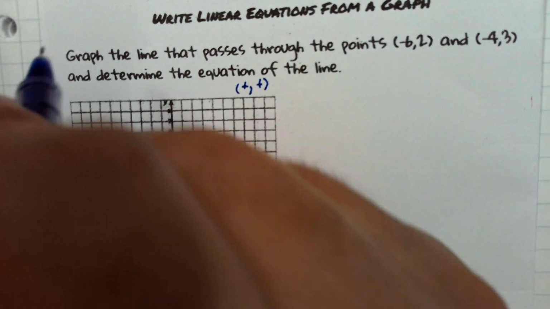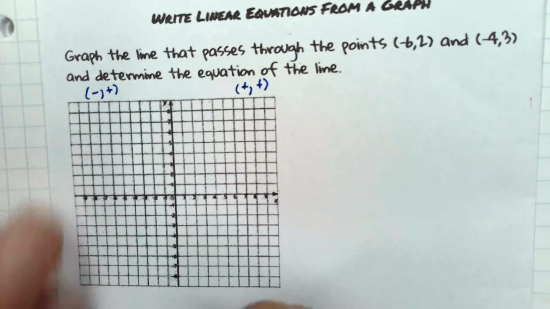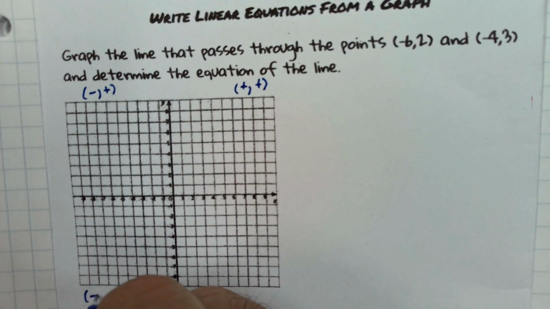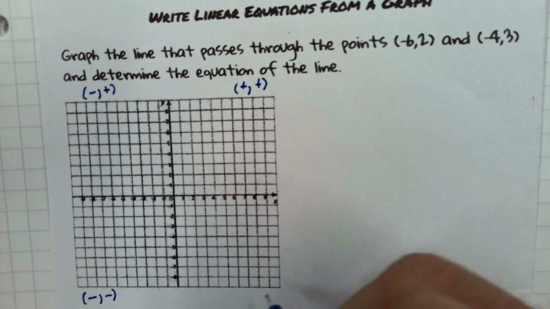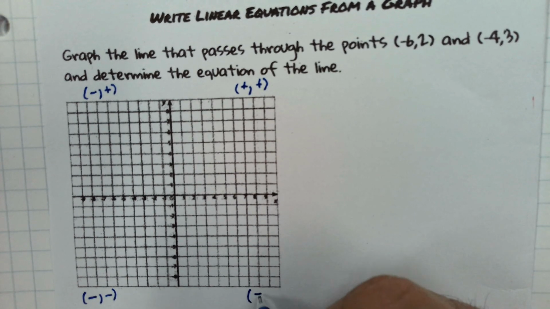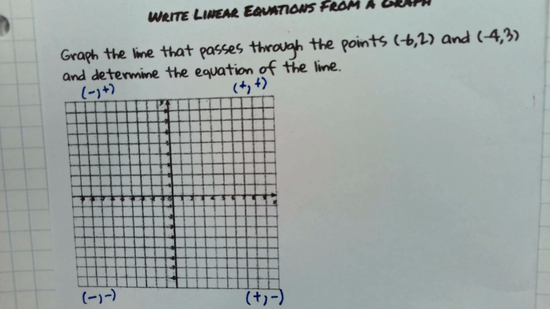If you're in this quadrant, this is quadrant two, this is negative, positive. If you're in this lower left quadrant, this is quadrant three, it's negative, negative. And if you're in this quadrant over here, quadrant four, this is positive, negative. Now, if it helps you and you want to just do that each time you're graphing, go ahead.